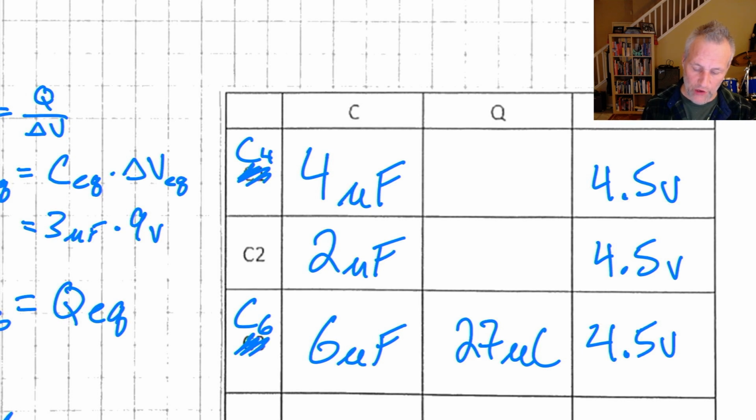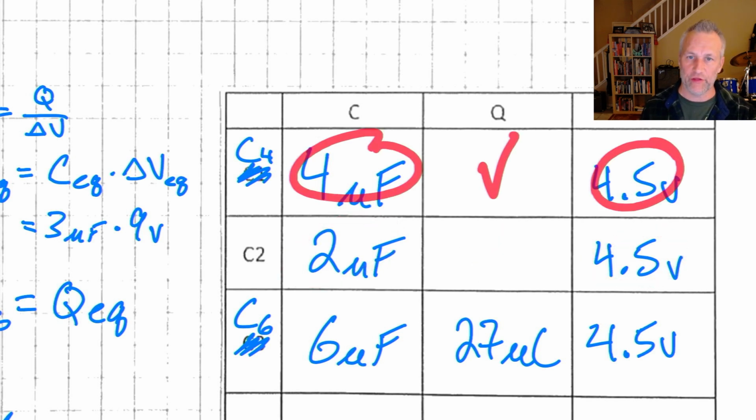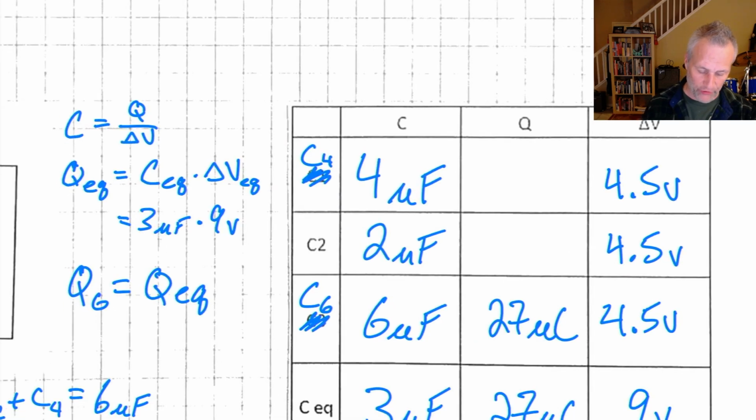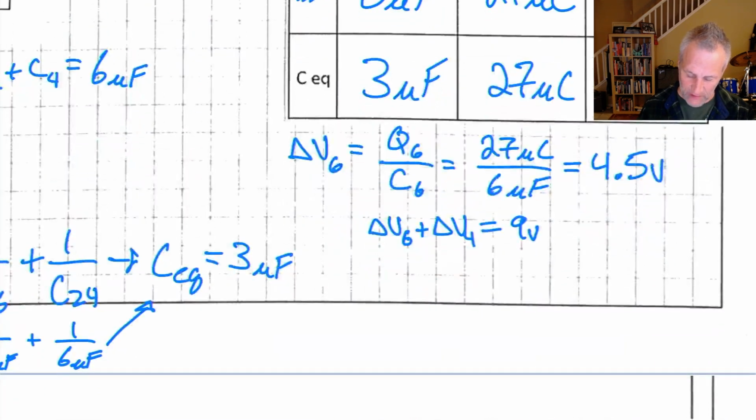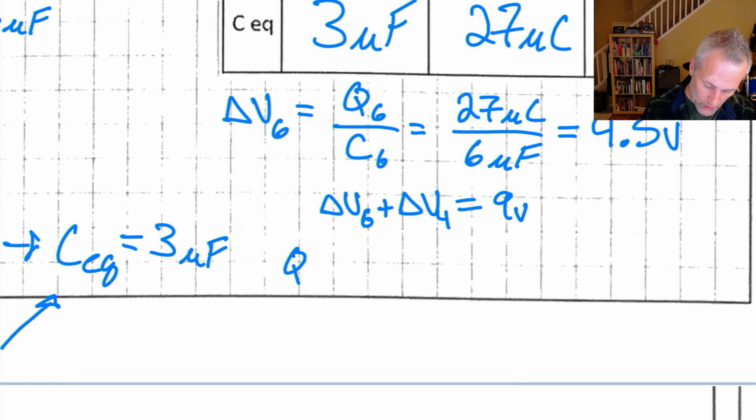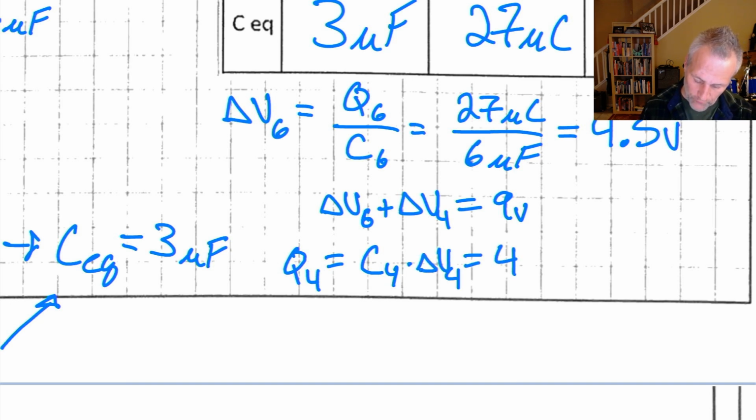And now that you know 2 of these, you can find the third. If you know 2, you can find the third. And again, I would find the third by using this type of rule, but applied to numbers 2 and numbers 4. So that's Q equals CV. So Q4 equals C4 times delta V4, which is 4 microfarads times 4.5 volts.